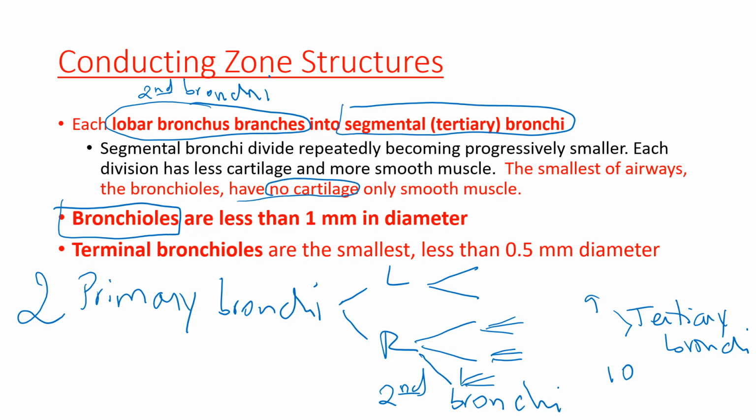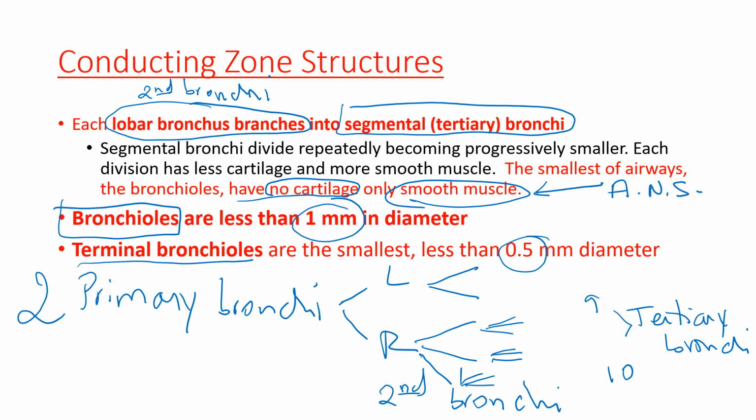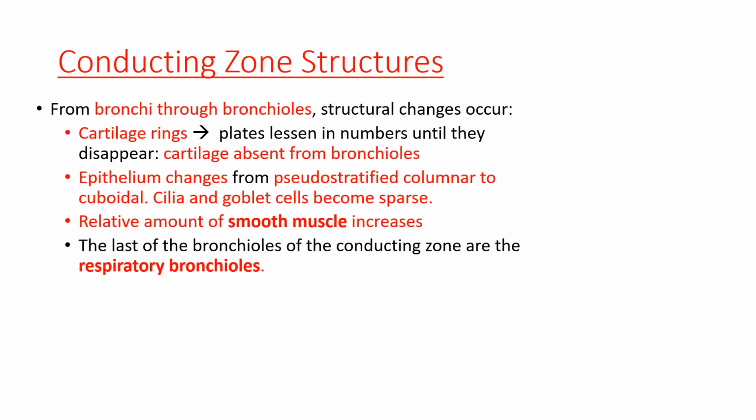Bronchioles have no cartilage. They only have smooth muscle. They're tiny. They're about 1 millimeter in diameter or less. The last of the bronchioles is called the terminal bronchiole, and that one is about 0.5 millimeters in diameter. So these are tiny tubes made of smooth muscle. The fact that they're made of smooth muscle means that they can be innervated by the autonomic nervous system, and they could be made larger or smaller by sympathetic or parasympathetic innervation.